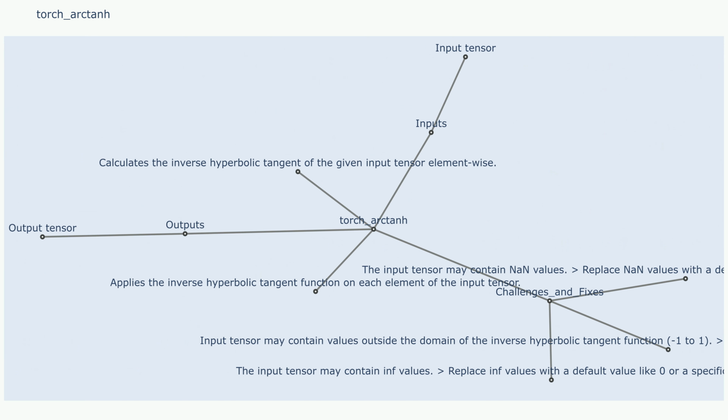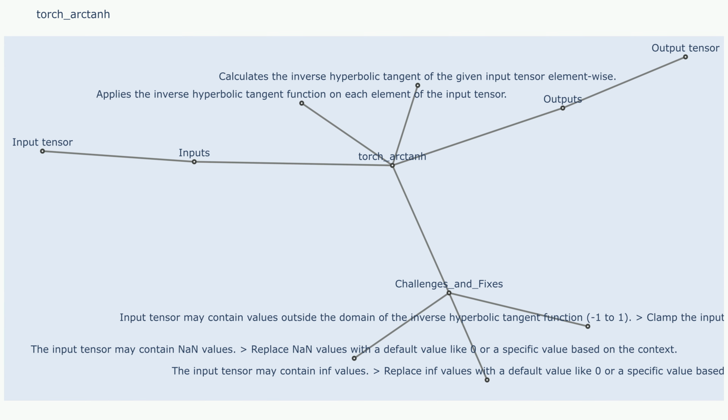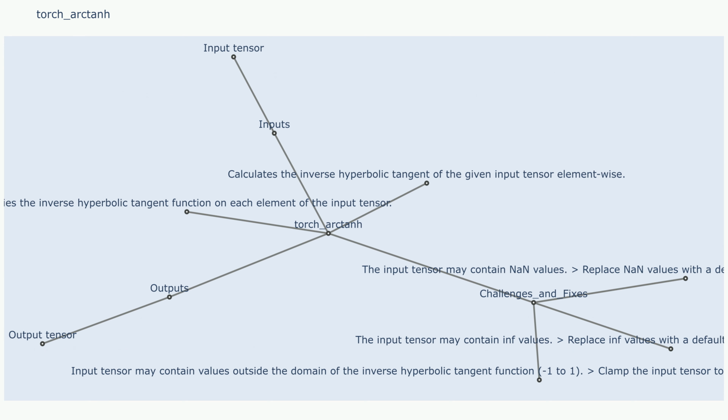Fixes to challenge 1. Clamp the input tensor to the range of -1 to 1 before applying the arctanh function. This ensures that the function only operates on valid values and avoids producing NaN outputs.